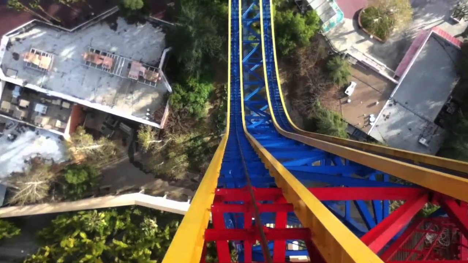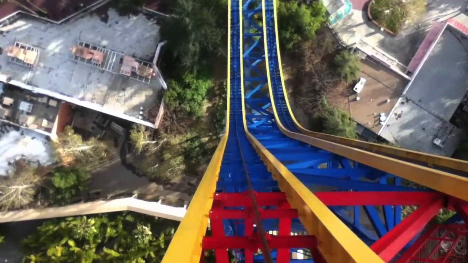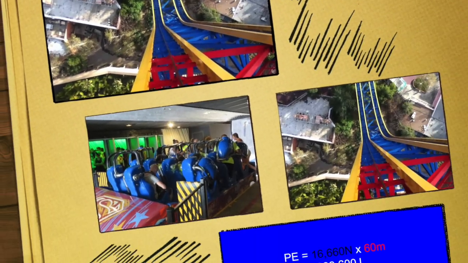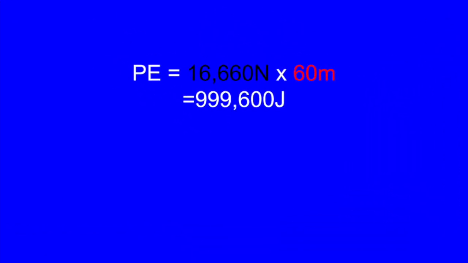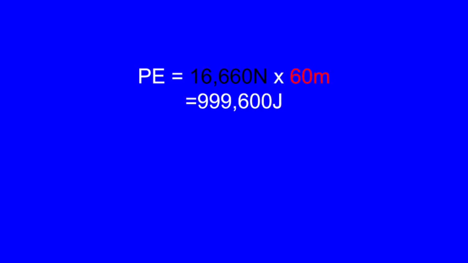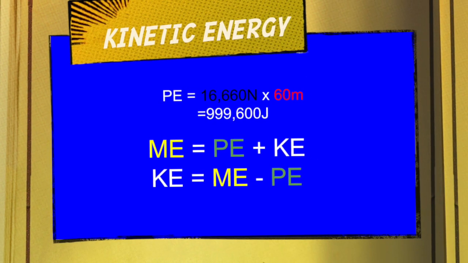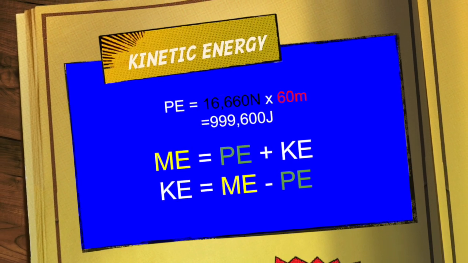Since we have mechanical energy, we can solve for the speed at any height on the coaster, without friction, of course. We will use the same equation as before. Potential energy equals 16,660 newtons times the new height of 60 meters, which equals 999,600 joules. We can then find the kinetic energy by subtracting the potential energy from the mechanical energy.